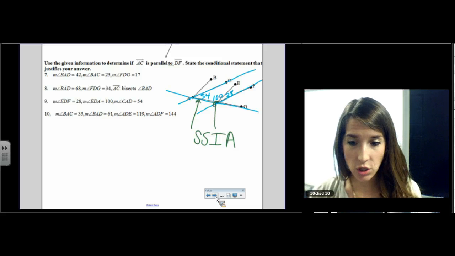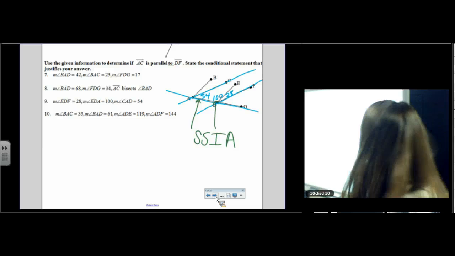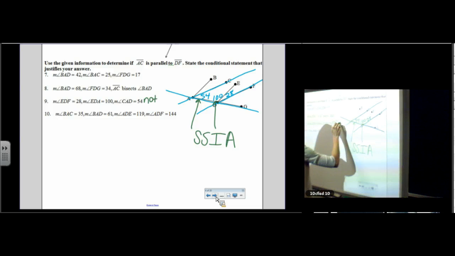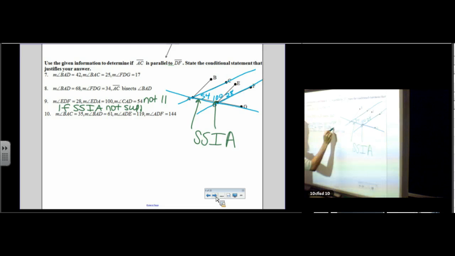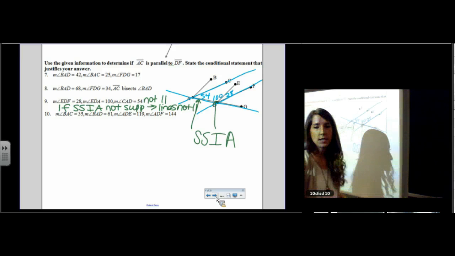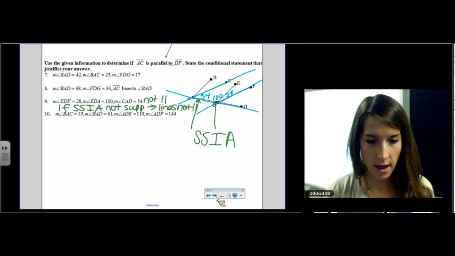It equals 182. And so we would put they are not parallel, and then we would say if same side interior angles are not supplementary, then our lines are not parallel. That would be the statement that justifies, okay?